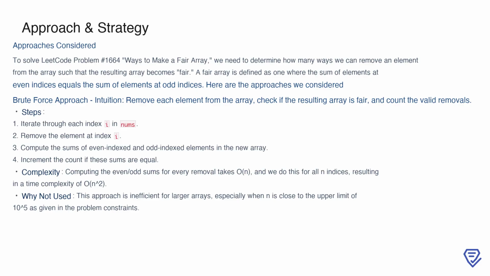The steps for this approach involve iterating through every index, removing the element at that position, and recalculating the even and odd sums for the modified array. However, this method has a major downside: it recalculates the sums for every removal, and since each computation takes linear time, the overall complexity becomes n squared. This makes it impractical for larger arrays, especially given the constraints where n can go up to 100,000. While simple to understand, this inefficiency led us to explore a better solution.